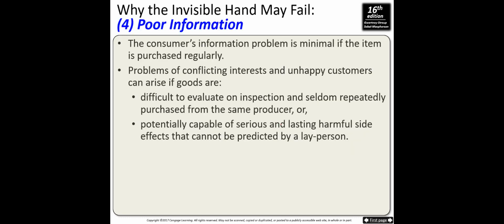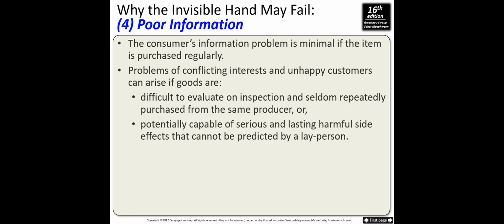And the last one is poor information. This is another market imperfection. The consumer's information problem is minimal if the item is purchased regularly. So if you buy milk every week, then you know the quality of milk, and if you don't like the quality, you can just go buy another brand. Problems of conflicting interests and unhappy customers can arise if goods are difficult to evaluate on inspection and seldom repeatedly purchased from the same producer.